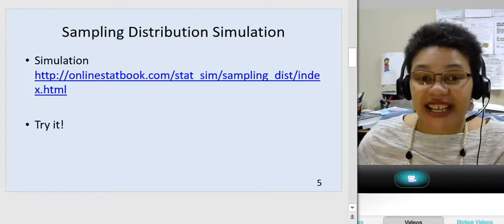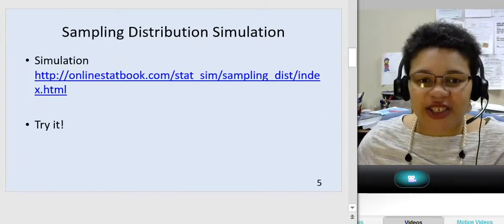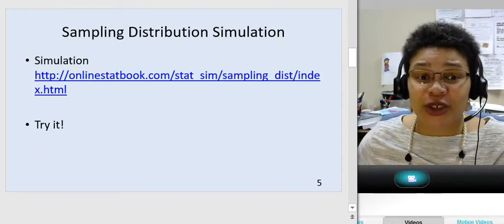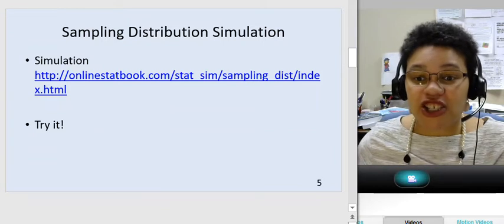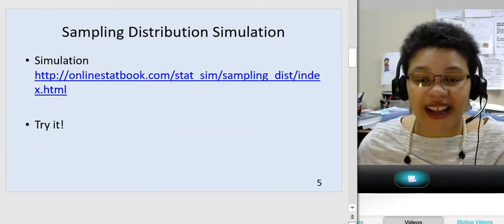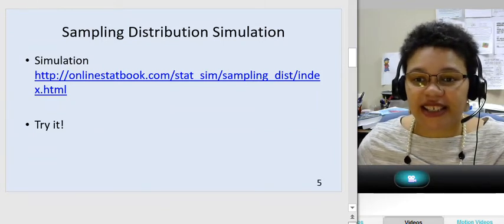There's a simulation that you can look at to explore this. If you click on that link, it'll take you to it. It's really cool. I definitely recommend trying it. And I'm going to show you an example of what happened when I did that simulation.